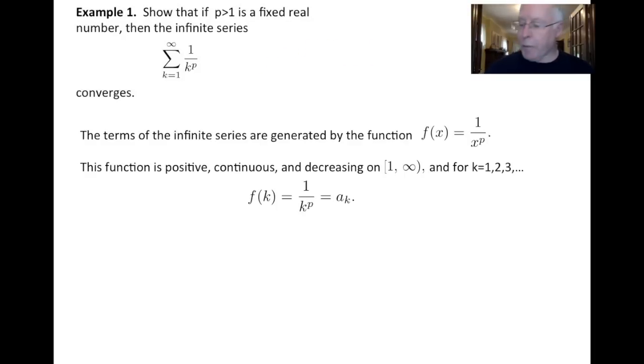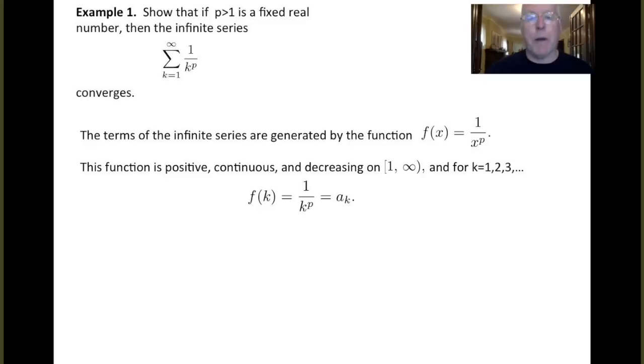So the terms of this series are generated by the function f of x given by 1 over x to the p. And you can mentally check probably that this function is positive and continuous. So we're never dividing by 0 for x bigger than or equal to 1, and it is decreasing on this interval. And finally, if you replace x by k in the function formula, you get 1 over k to the p, which of course is just a sub k.